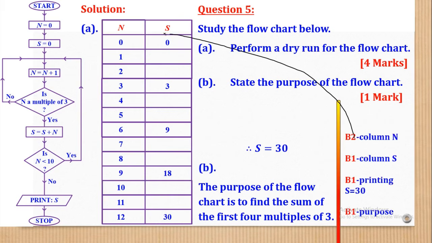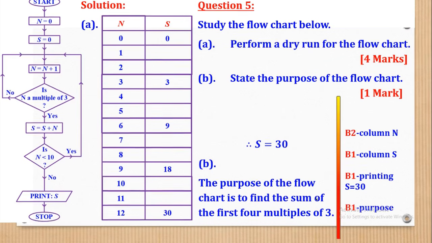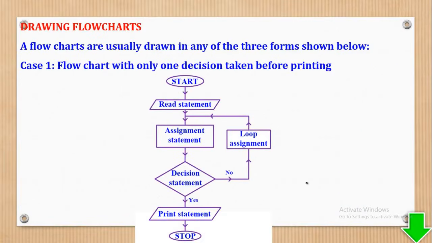So B2 for this column of N, B1 for the column of S, B1 for printing 30, and B1 for the purpose. So that has been the part of performing dry runs. Now we shall go to the next part of drawing flowcharts.